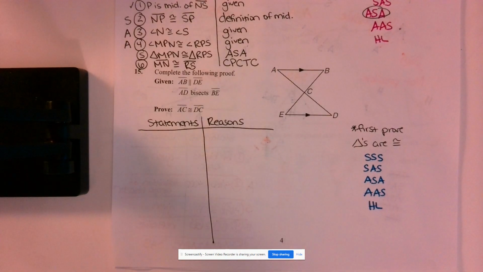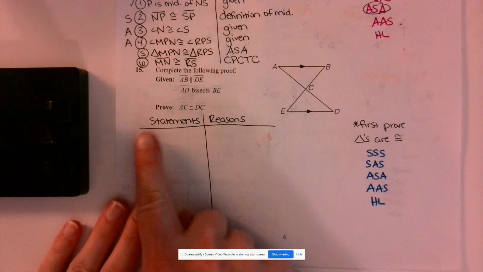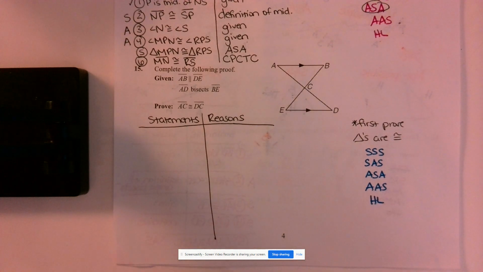This video will cover number 15 on the Chapter 5 test review. In this proof, I've created a 2-column proof because I didn't have one drawn. If you already have one, that's great. If not, make sure you go ahead and put one in on your paper.